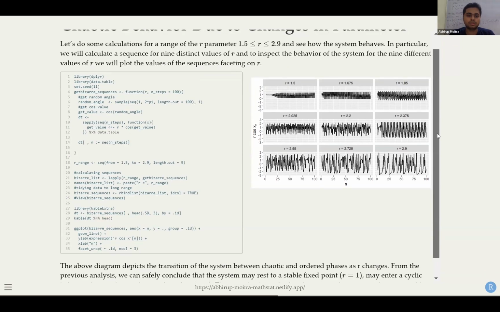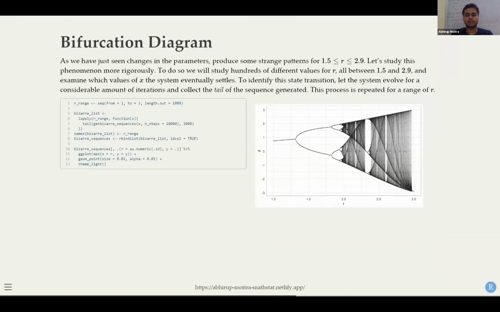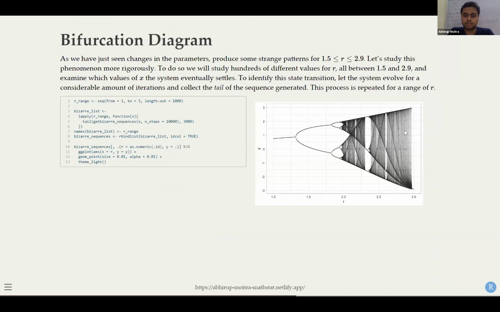To identify this state transition, we can plot the Feigenbaum diagram, and that's how it looks. To get this diagram, we let the system evolve for a considerable number of iterations and collect the tail of the sequence that we generated. This process is repeated for a range of r. This is one of the best visualizations to communicate the concept of bifurcation theory, so it is often called the bifurcation diagram. The formal name, I would say, is the Feigenbaum diagram, whatever you can say.